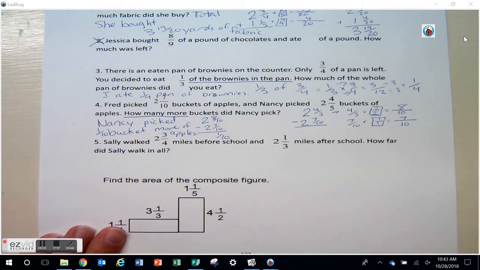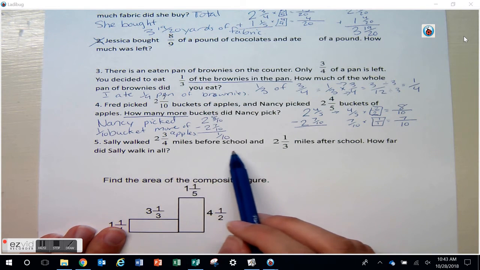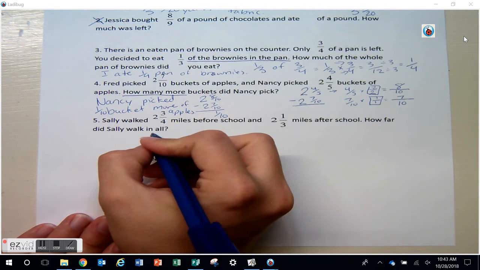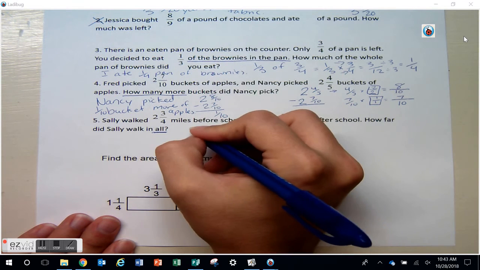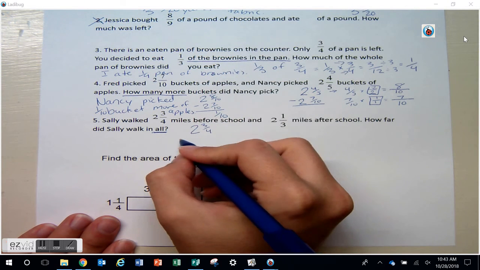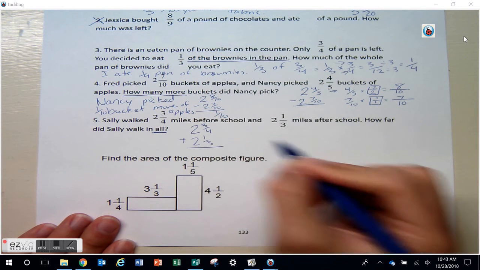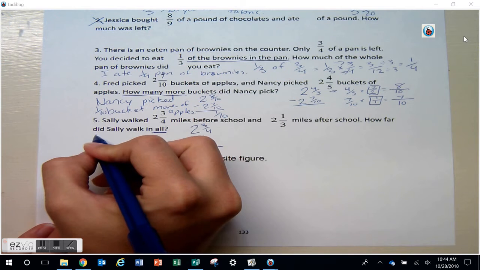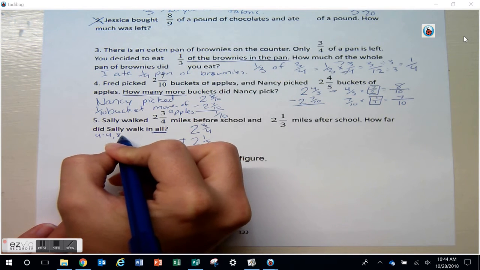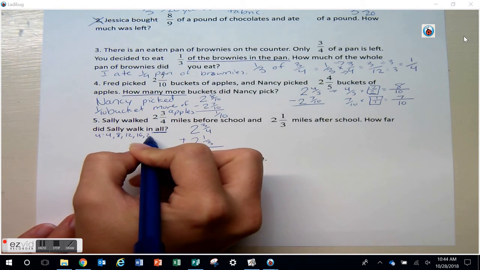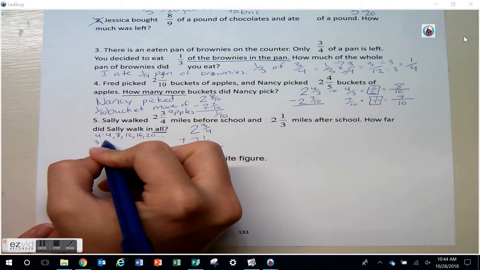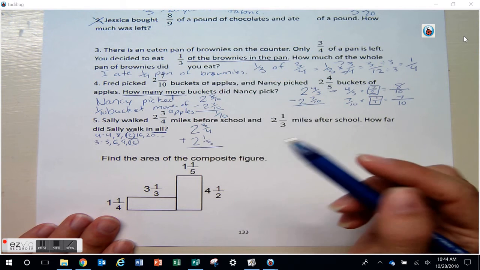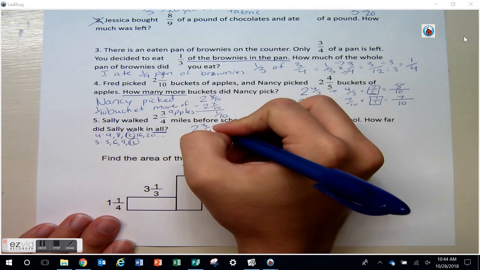Sally walked 2 3/4 miles before school and 2 1/3 miles after school. How far did Sally walk in all? So again, that's a total. We're looking at 2 3/4 plus 2 1/3. If you forgot how to find common denominators, like we did there, I just did it in my head. We list the multiples of 4. List the multiples of 3. And we come up with something that also happens to be what we can multiply 4 times 3 to get.